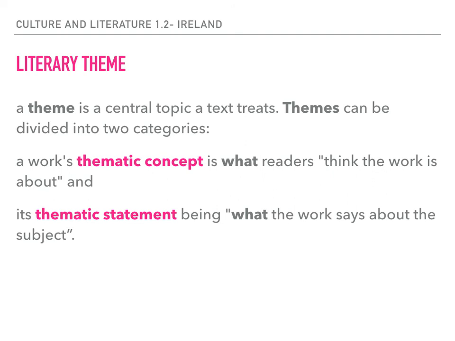So you're going to have to consider these 2 aspects. So what the thematic concept is, so what you think that the text is about. So you can say the text is about love, the text is about family. You can also say a thematic statement. What does Romeo and Juliet say about love? Whether love wins, what love is like, what family is like, what hatred is like, etc. And this is what we're going to cover in our next lecture.